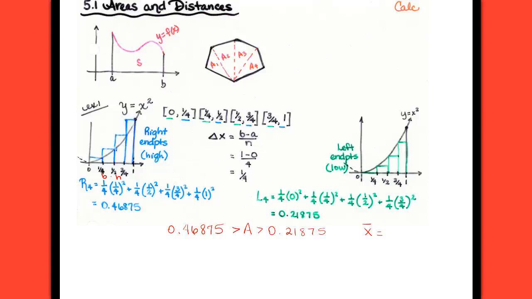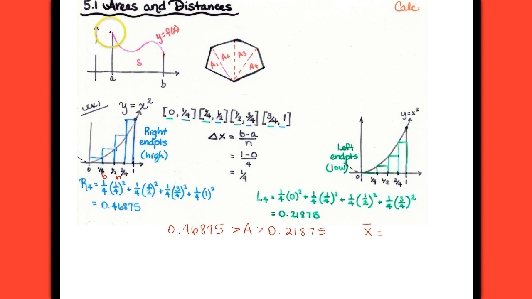Page 313, section 5.1. We are looking at areas under a curve, and we want to figure out how we could find the area underneath the curve of a graph.